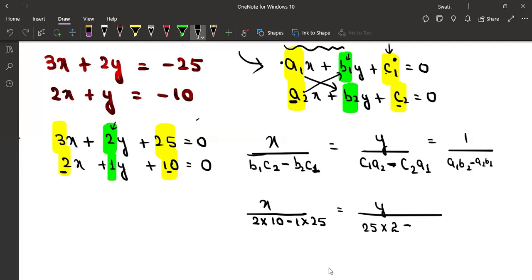What is C2? Check. You can quickly compare because that's simple. C2 into 1 will be, C2 is 10, correct, into A1. What is A1? Find out. 3. Very good. Is equal to 1 upon A1 will be 3. Very good. Into B2 will be 1. Very good. Minus A2 B1. 2. Very good. Into B1 is 2.